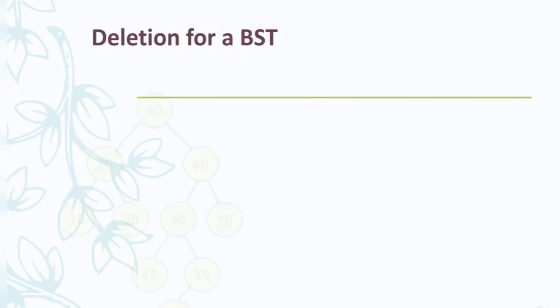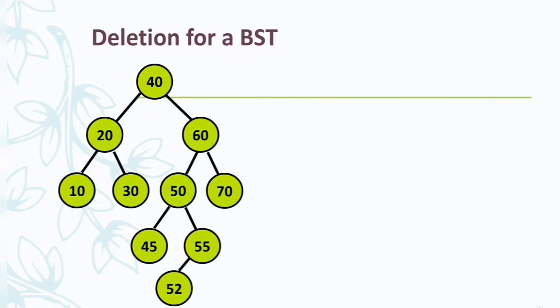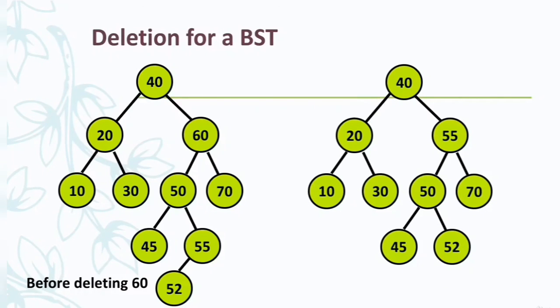Again, deletion for BST. If we consider this as my tree, and I want to delete a node, that is 60 in this case, how will it work? After deleting the node 60 from my tree, it will look something like this. That is, 40 will remain as it is, the root node. The 55 will come to the upper position and the remaining elements will be arranged like this. So this is how we can delete a node in a BST.